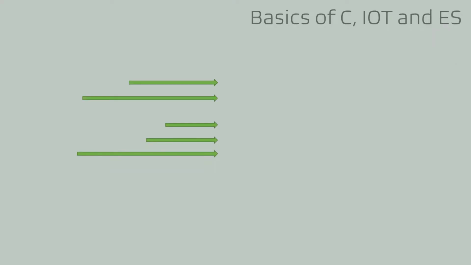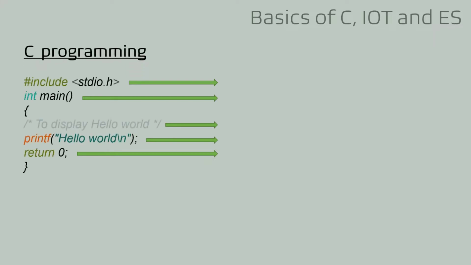First, let's learn something about C programming. C is a general purpose language and it is used in various specific domains. Basically, C is used for system software development, embedded software development, file system development, and so on. This is the basic code of C, which we write for our world.